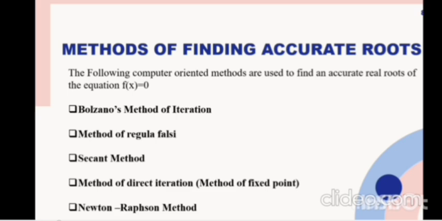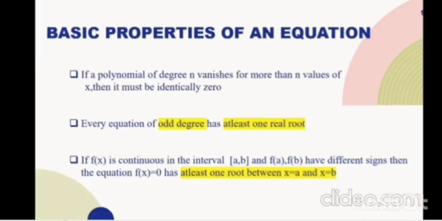Now we are going to use numerical methods to solve algebraic and transcendental equations. The following computer-oriented methods are used to find accurate real roots of the equation f(x) = 0: the Bolzano method of iteration, the method of regula falsi, the secant method, the method of direct iteration or fixed point method, and the Newton-Raphson method. These methods are used to solve algebraic as well as transcendental equations.